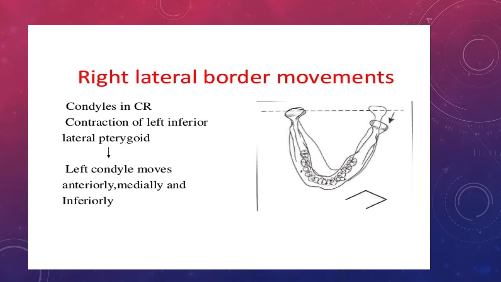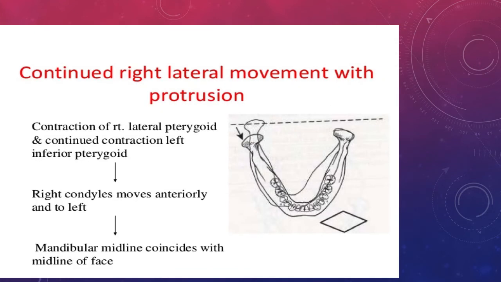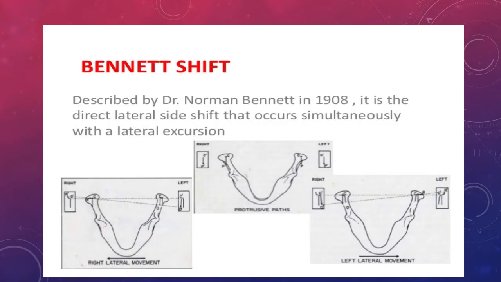Condyles: with contraction of the left inferior lateral pterygoid, the left condyle moves anteriorly, medially, and inferiorly. With continued right lateral movement with protrusion, contraction of the lateral pterygoid and continued contraction of the left lateral pterygoid, the right condyle moves anteriorly, and left. The mandibular midline coincides with the midline of the face.